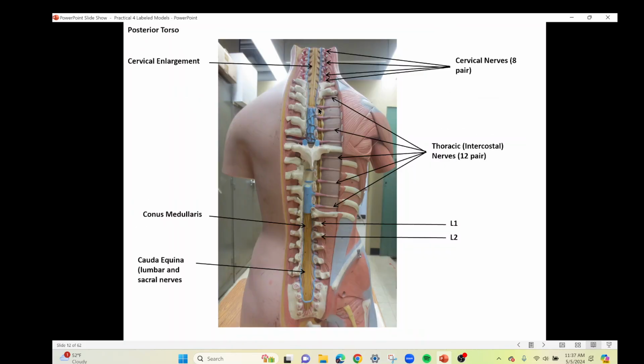The thoracic nerves, if you notice, they come right out from the thoracic spinal cord and they just go in between the ribs. So they're going to run out kind of horizontally. So there's 12 pair of thoracic nerves, or you can call them intercostal nerves.